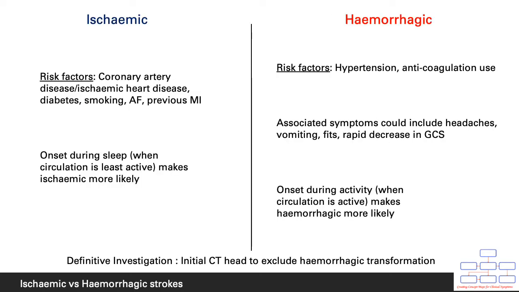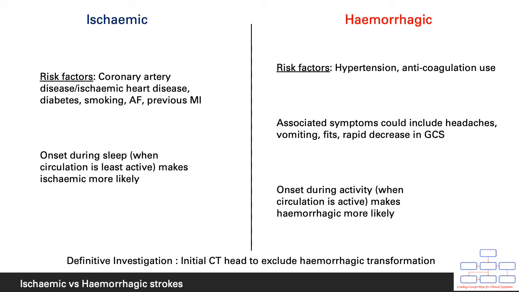So in this slide we'll briefly cover the different features that make either ischemic or hemorrhagic strokes more likely. The definitive investigation is still an initial CT head to exclude any hemorrhagic transformation, because management for these two types of strokes is very different. However, it is still useful to have an initial idea of what stroke it could be in a newly presenting patient.